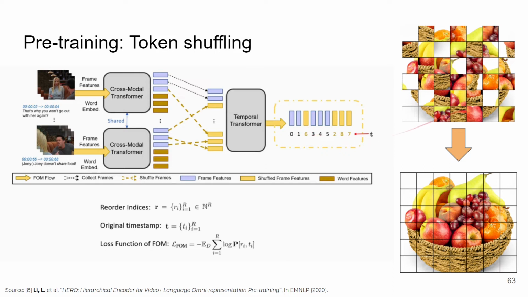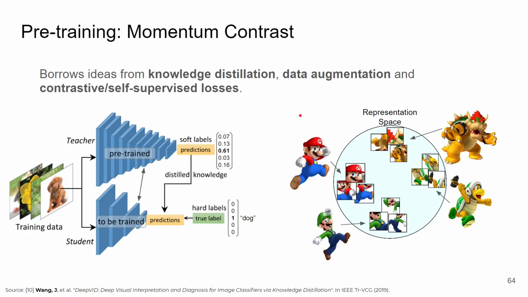So by learning to properly order these tokens, we are teaching the network how things should be, what the proper structure of things should be. So it's learning the internal representation of the data. Now, finally, another unsupervised or self-supervised approach that is used in transformers is momentum contrast.